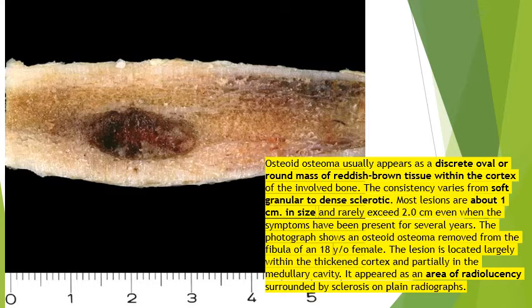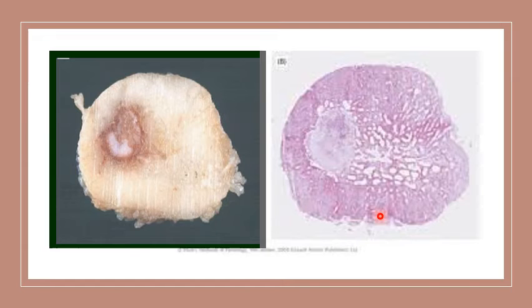Okay, this is another view of osteoid osteoma under the microscope. Now you can see here, this is the nidus, and it is surrounded by sclerotic bone. And can you see, this is the nidus, and it is surrounded by compact bone.